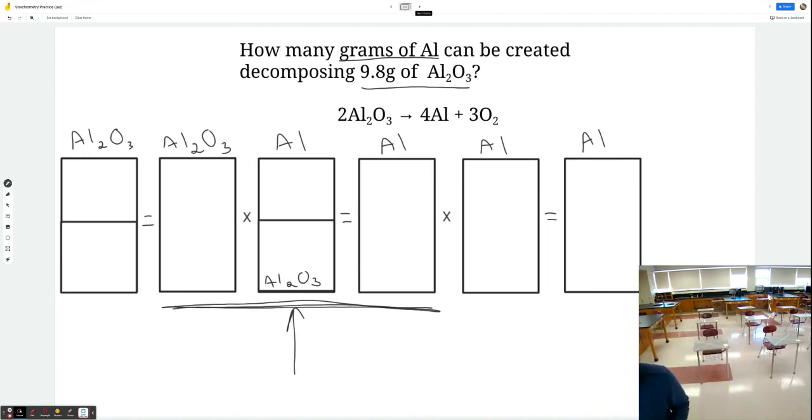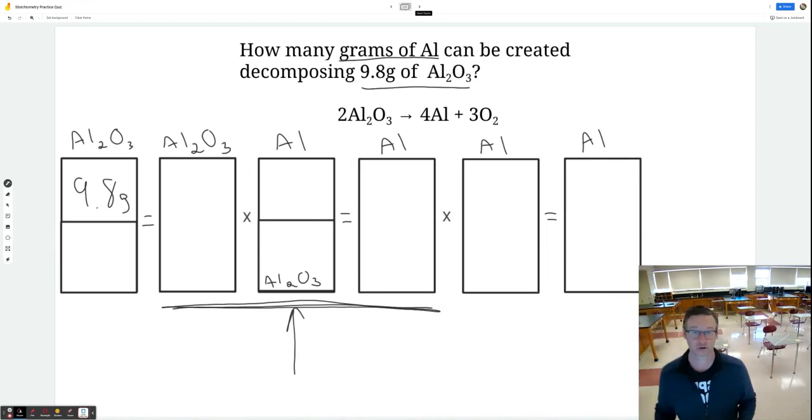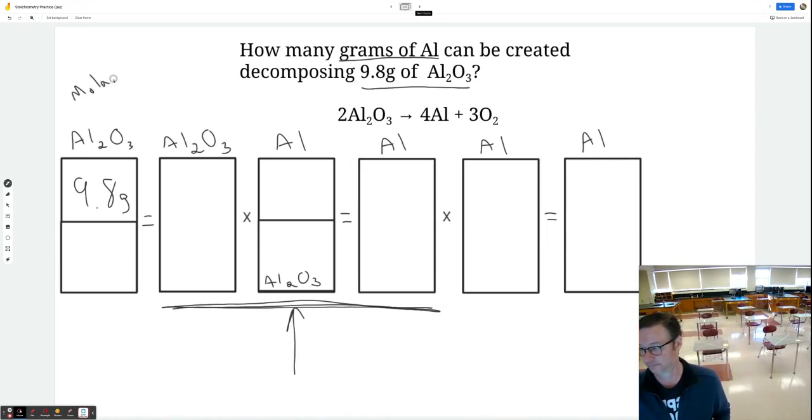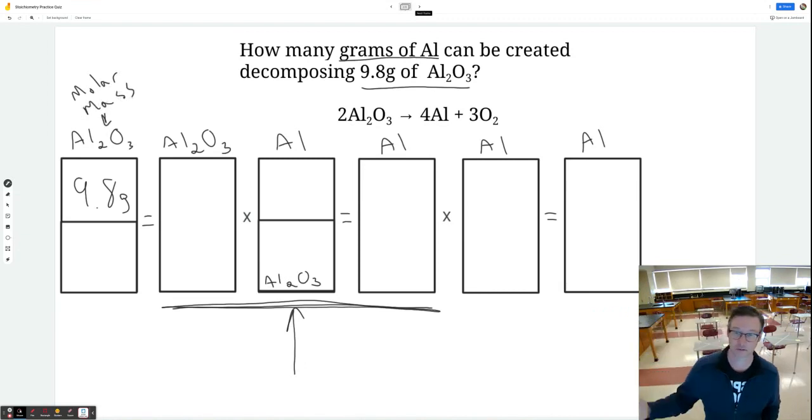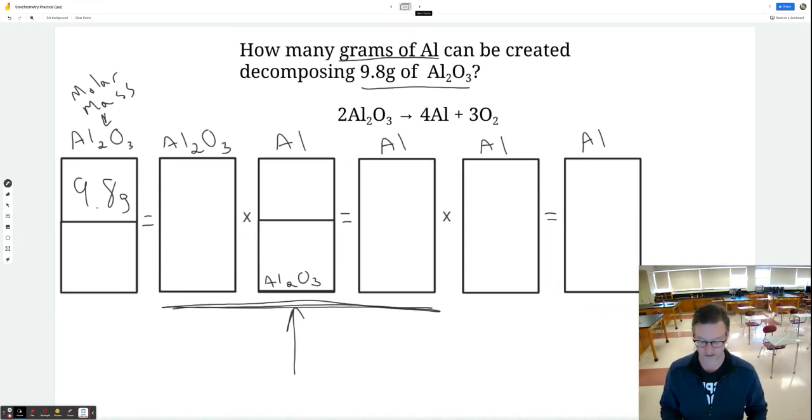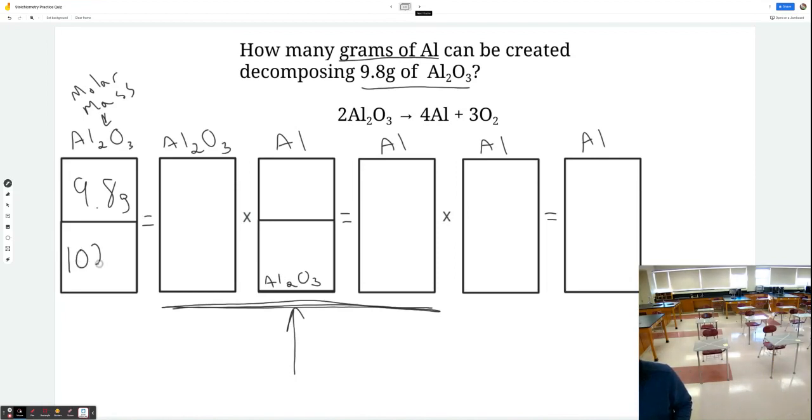So we were given 9.8 grams of aluminum oxide. Now you need to go to the periodic table, which I don't have crammed on here, but use the periodic table to calculate the molar mass of Al2O3. So I take the molar mass of aluminum times 2, plus the molar mass of oxygen times 3. Combine that, and that gives me the molar mass of the compound, which comes out to 102 grams. Right? So 9.8 grams is what we have.